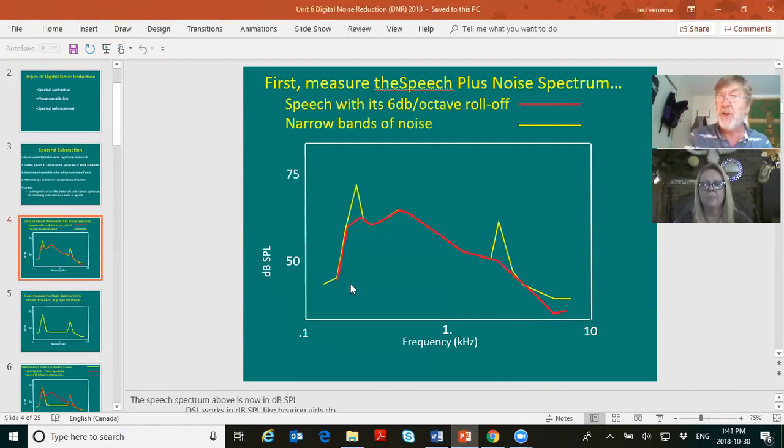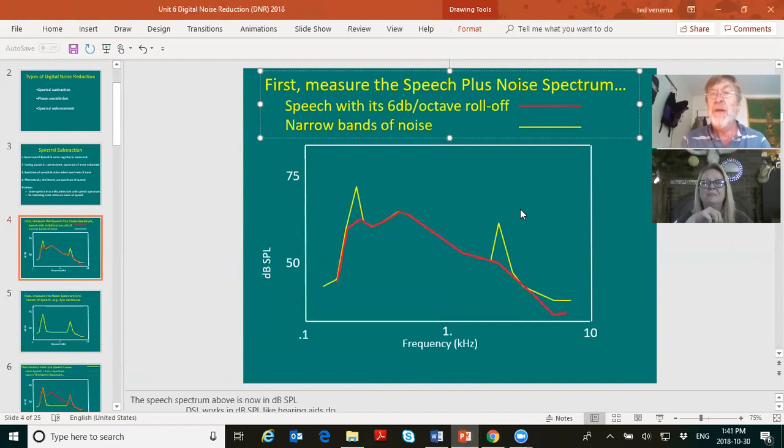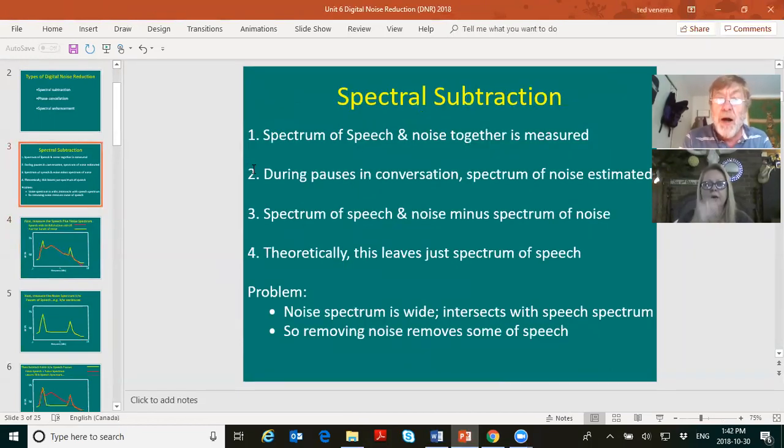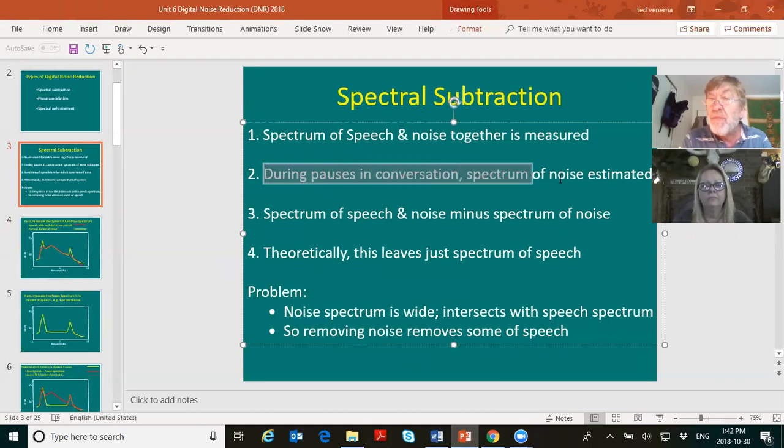Now here you go. Measure the speech plus noise spectrum. So you're measuring the speech you want to hear plus the background noise at the same time in the noisy cafeteria. Then, during pauses in the conversation, in other words, between sentences, as soon as the talker shuts up for a split second, you've got just the background noise. So they measure, what's the spectrum of the background noise without the speech?